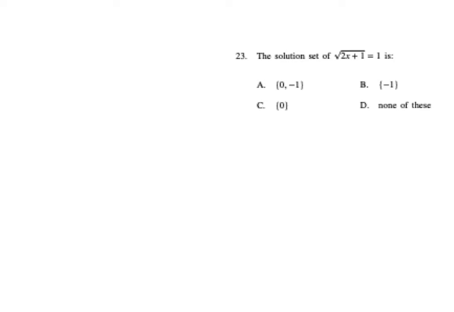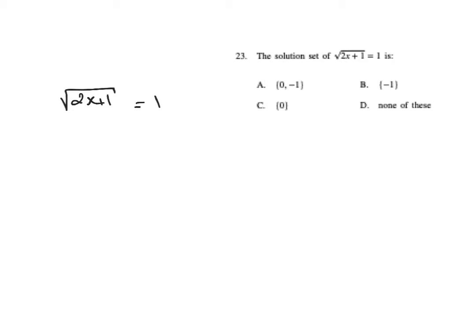All right, I got this question. What is the solution set of the square root of 2x plus 1 equals 1? So I want to solve for x here, right? So I got 2x plus 1 equals 1. And in order to solve for x, I need to get rid of the square root, right?